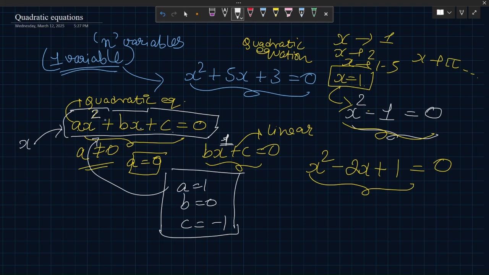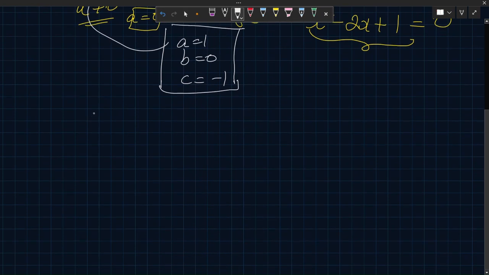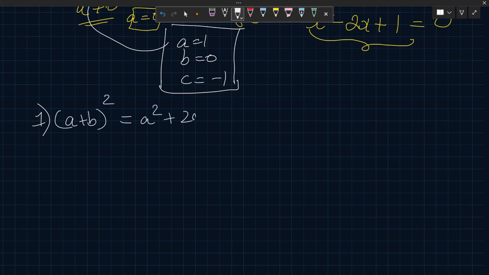Before we talk about solving quadratic equations, we need to understand a very important thing. We need to quickly revise three formulae that you might have learned in high school. The first one being a plus b the whole square, and that is just a squared plus 2ab plus b squared. How do we get this?